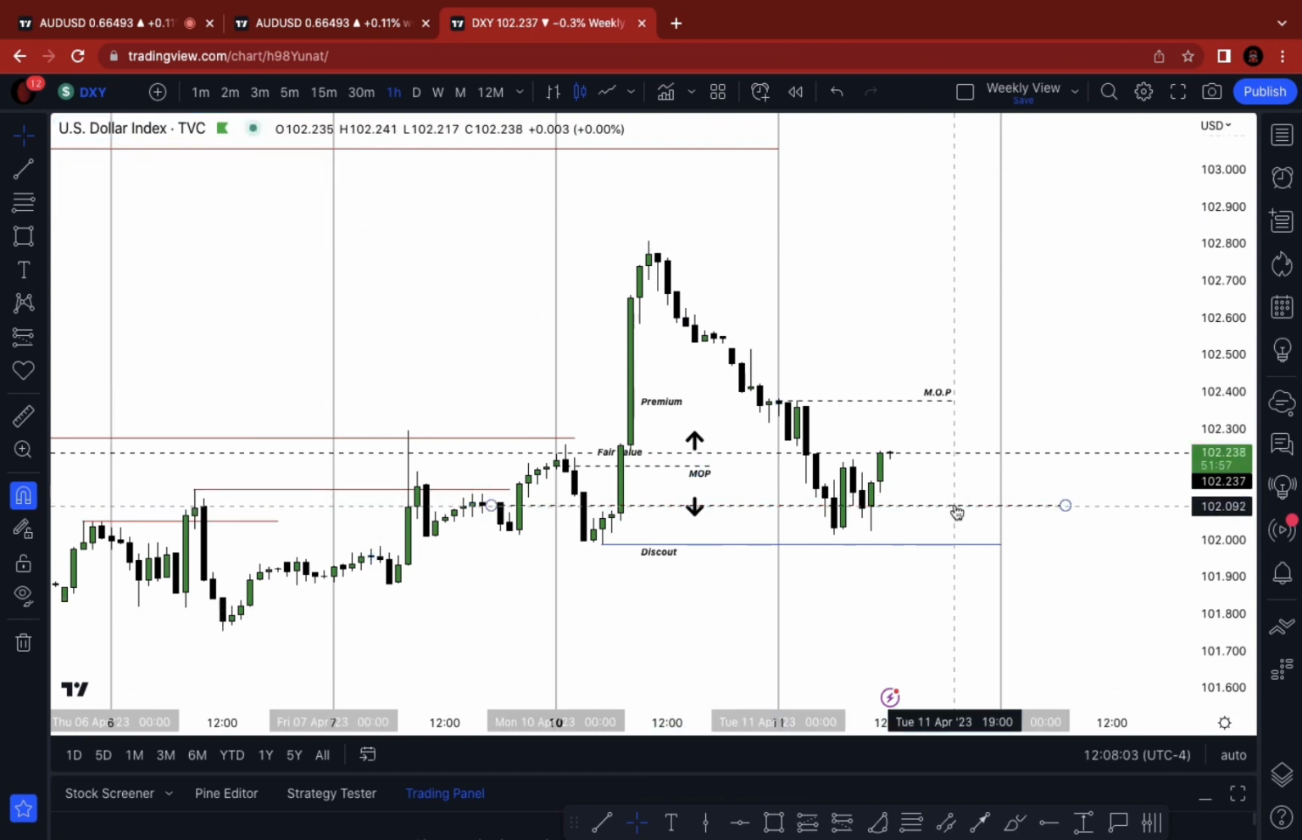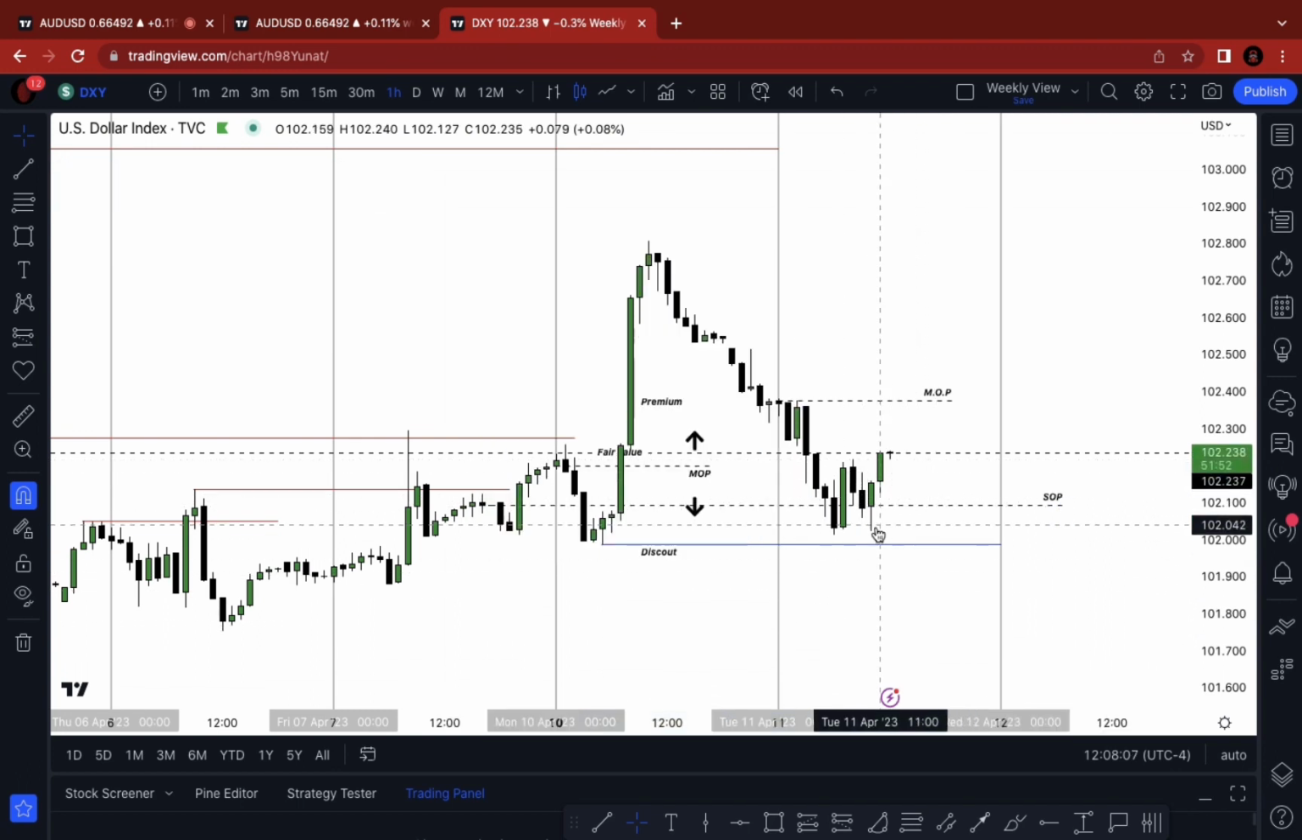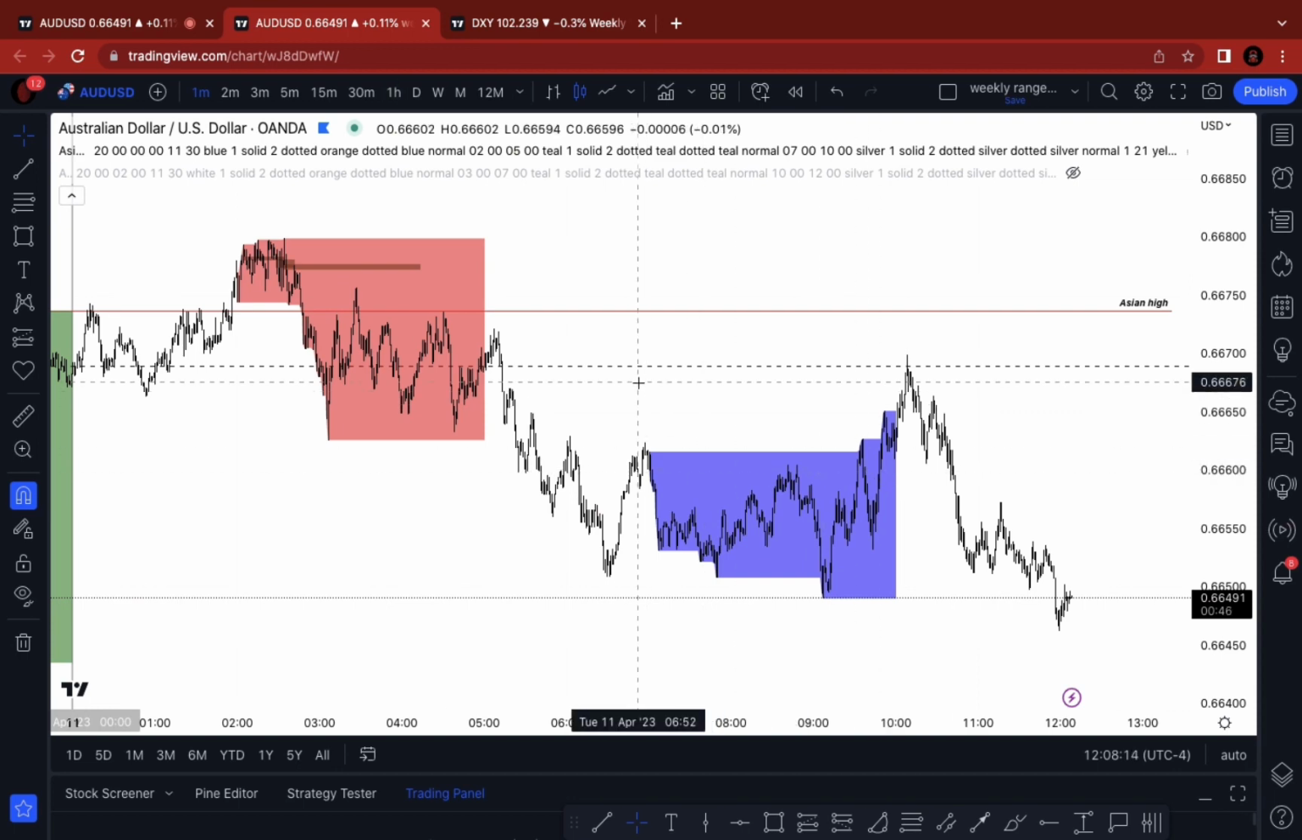So that's SOP. Just as a quick acronym, Sunday's opening price. And look what happens. It pulls down here. What happens here? 10 a.m. London close reversal. Right? You got that London close reversal.